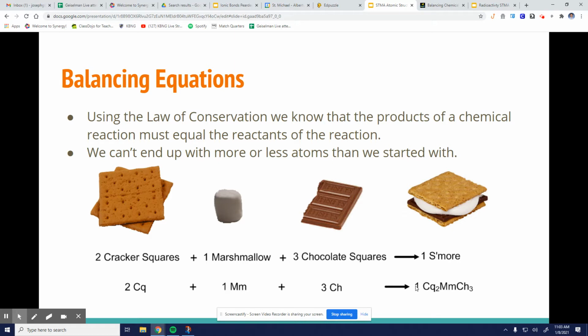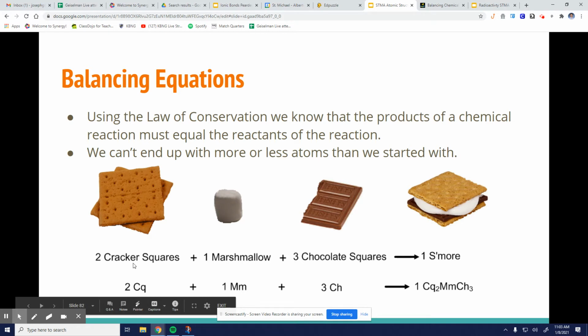A really simple example would be making a s'more. In a s'more, you start with 2 cracker squares by themselves. You start with 1 marshmallow by itself and 3 chocolate squares. You go through the chemical reaction of putting those ingredients together to make a s'more. You make 1 s'more at the end by using 3 chocolate squares, 1 marshmallow, and 2 cracker squares.